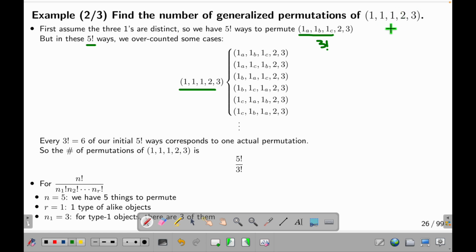Here, there's no ABC. That's why if I look from an outsider's point of view, these are all 1, 1, 1, 2, 3. But if I add a label, these are different things. But I don't know which is which. So I have double counted 6 times. So that's why I need to divide by 6, which is 3 factorial.